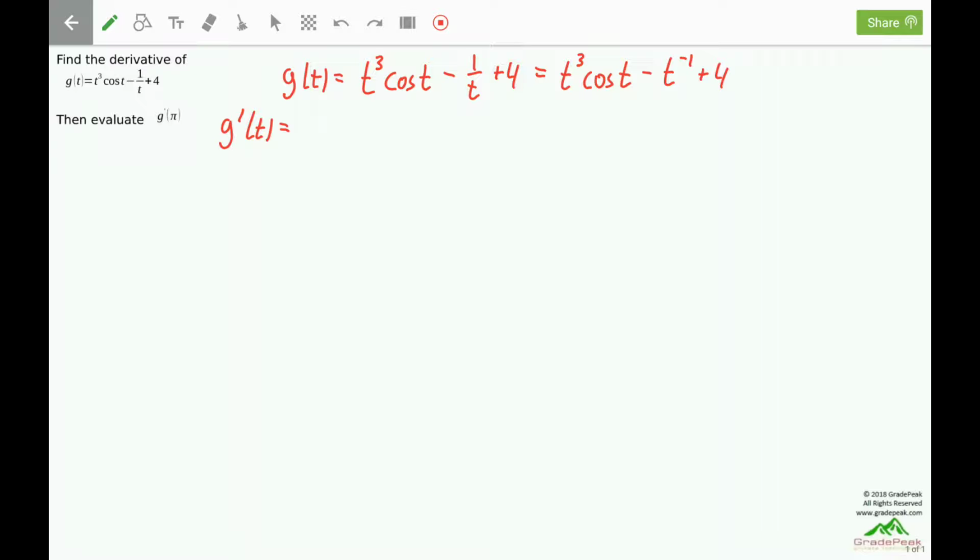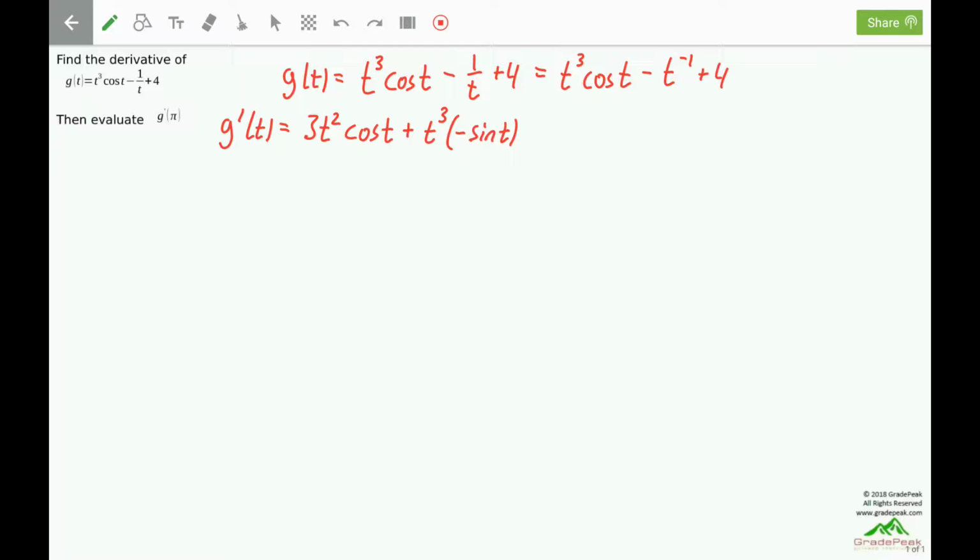The first term will be the product rule. The derivative of the first expression, t cubed, will be a power rule, 3t squared. Bring the power down, subtract 1 from it, times the second left alone, plus the first left alone, t cubed, times the derivative of the second. Derivative of cosine is negative sine of t. That's all the derivative of just the first term.